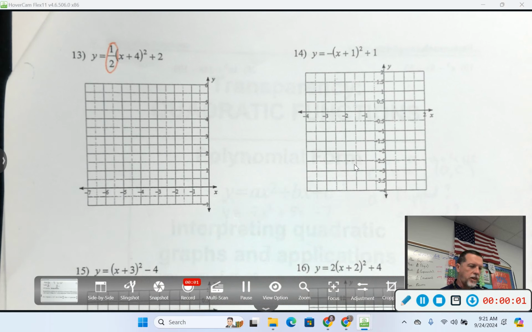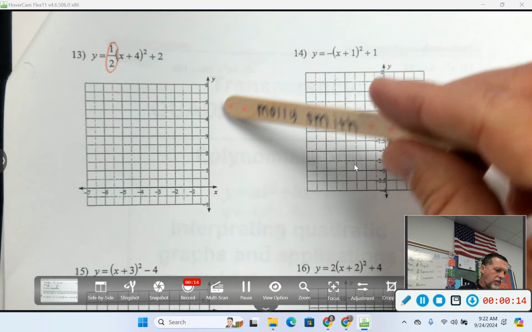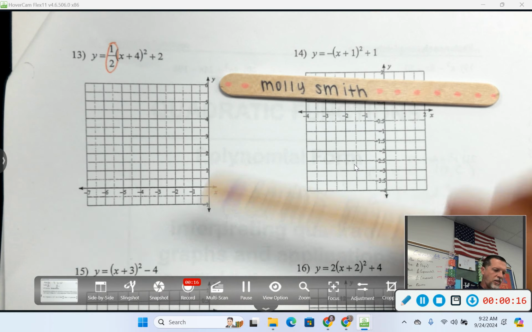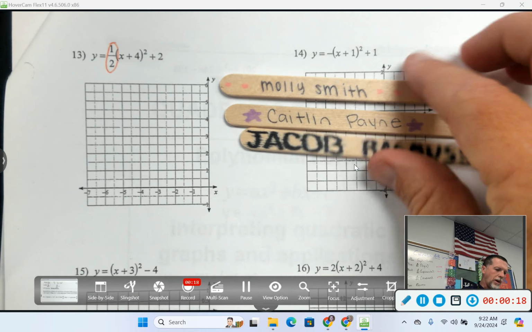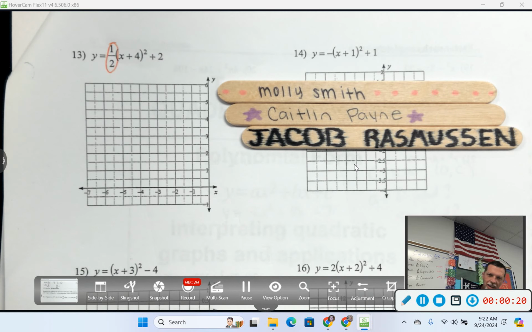All right, looking at 13. So 1/2 is why we're doing it. Let's pick on some people to hear from. Third period. So it looks like there are 3 transformations that we need to be aware of. Molly, what's one of those transformations?